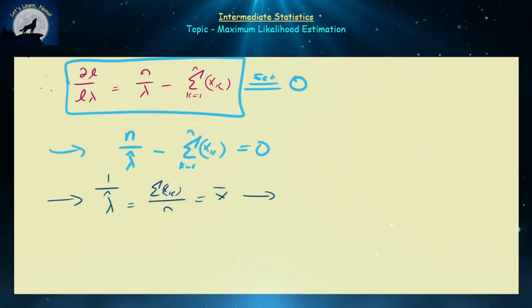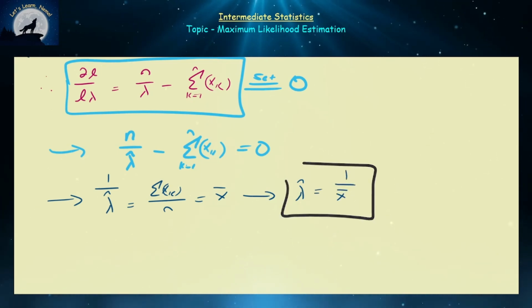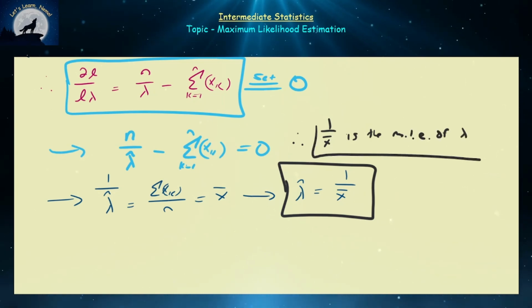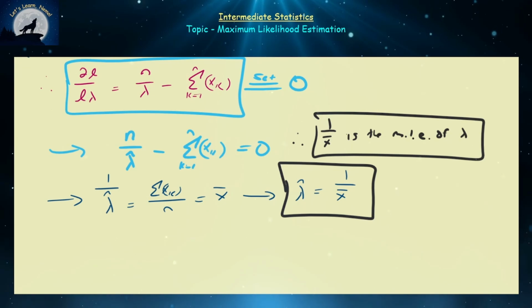So 1 over lambda hat equals x bar, which means that lambda hat will be equal to 1 over the average. Right? So what does that mean? That means that 1 over x bar is the maximum likelihood estimator of lambda. Right? Because lambda hat is the maximum likelihood estimator of lambda. Therefore, 1 over x bar is the maximum likelihood estimate of lambda as well.